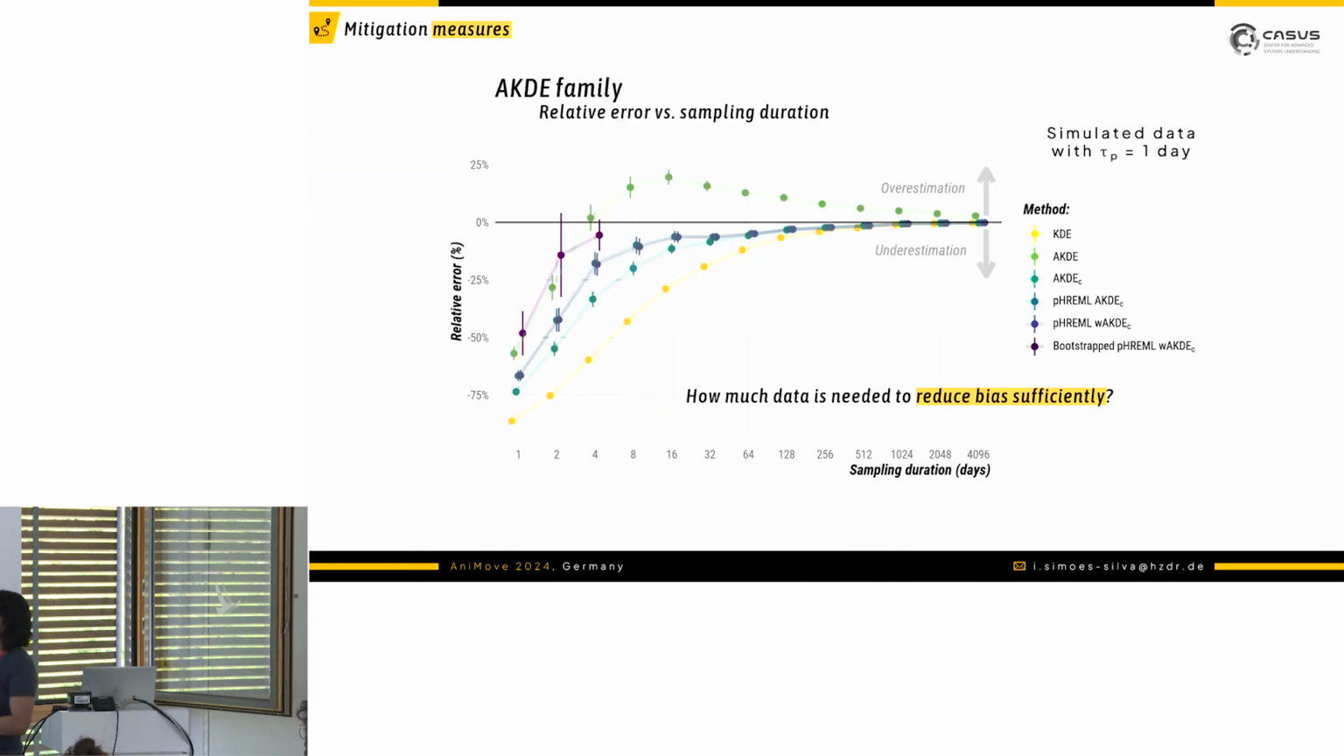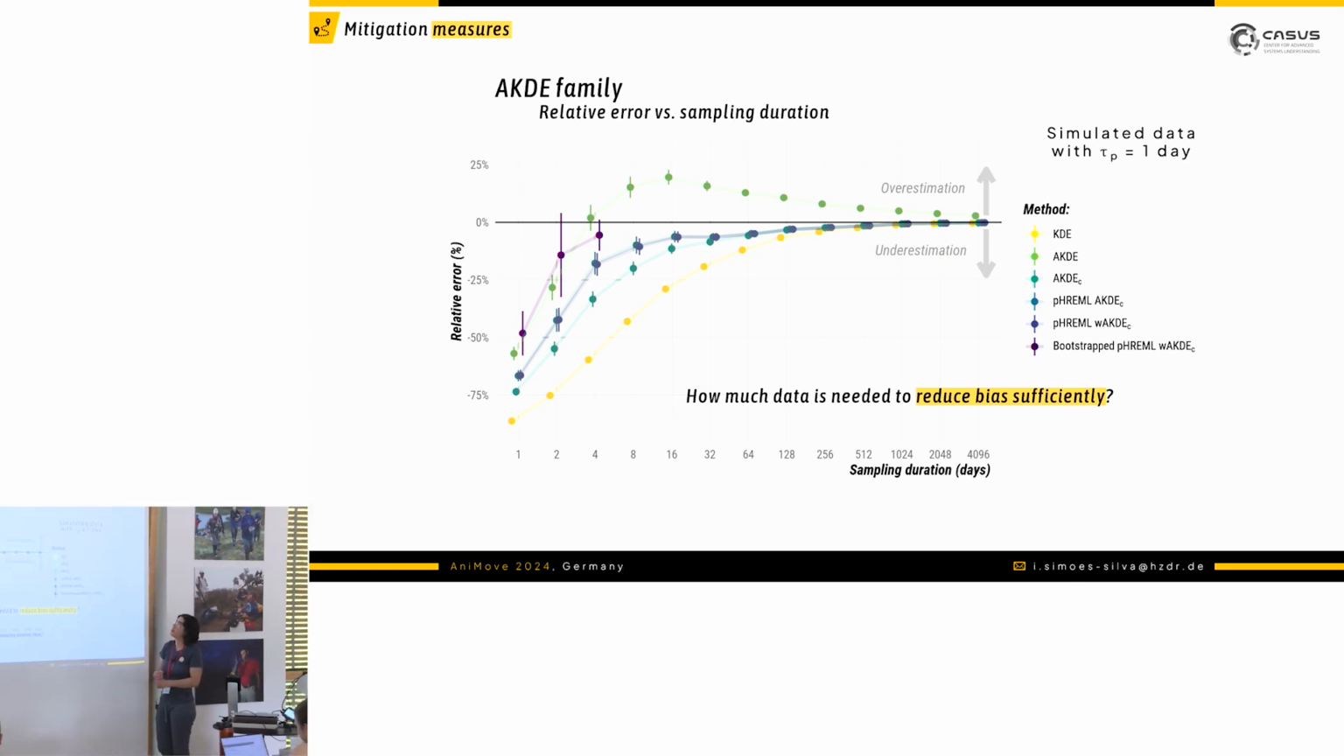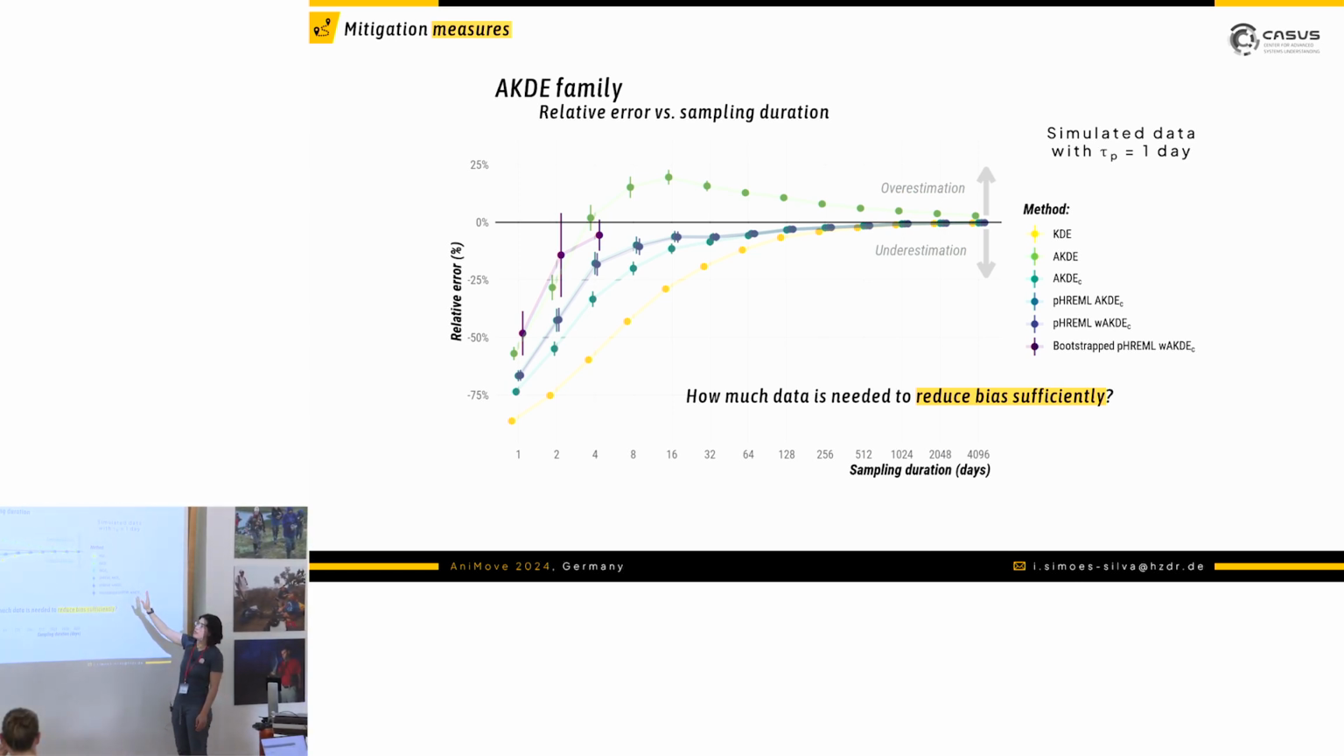So this is just a comparison between all these different corrections, also comparatively to the conventional kernel density estimator. On the x-axis is the sampling duration, and then we have the relative error of the home range estimation, right? This is all based on simulations, by the way. The way I set up the simulations was for the home range crossing time to be 1 day. So this is essentially the same as the effective sample size, if you remember, dividing the duration by the home range crossing time. So it's the same information there.